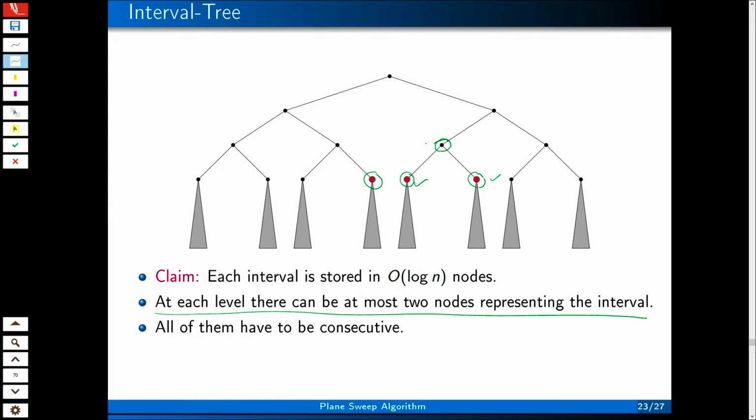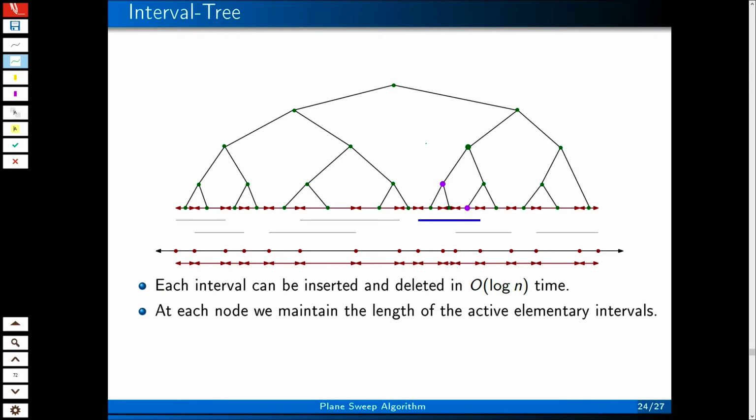So in any representation of the intervals, I will store the intervals in at most 2 nodes in each level. So in how many nodes will each interval be stored? Two log n. In 2 log n vertices, each interval will be stored. Very nice.